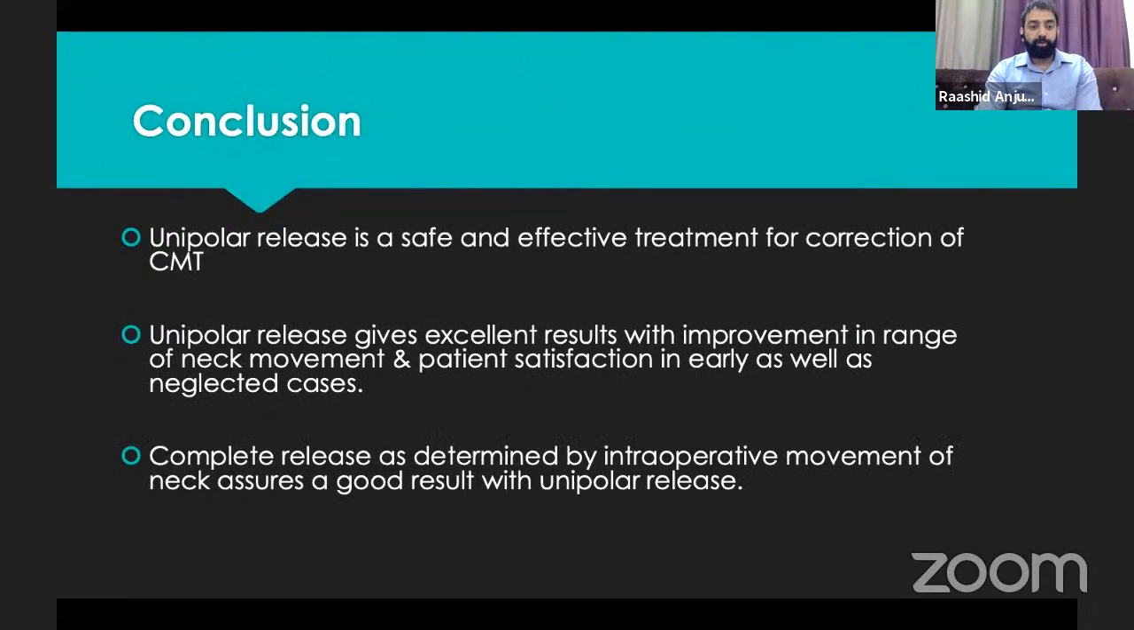So to conclude, my point is that unipolar release is a safe and effective treatment for correction of congenital muscular torticollis. Unipolar release gives excellent results with improvement in range of neck movements and patient satisfaction in early as well as late or neglected cases. Complete release, as determined by the intraoperative movement of the neck, assures a good result with the unipolar release. Thank you.